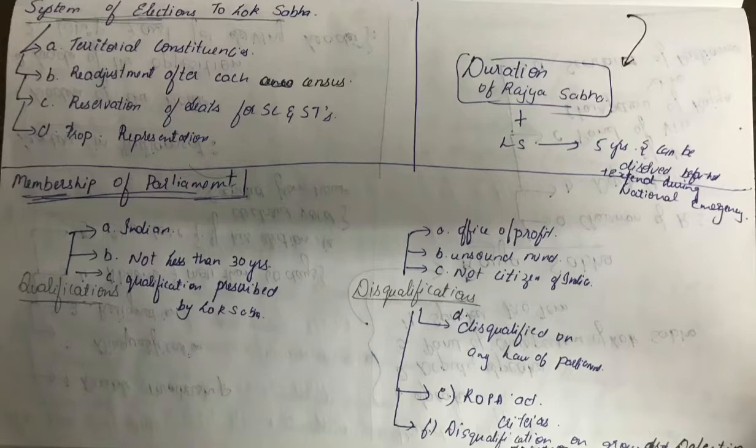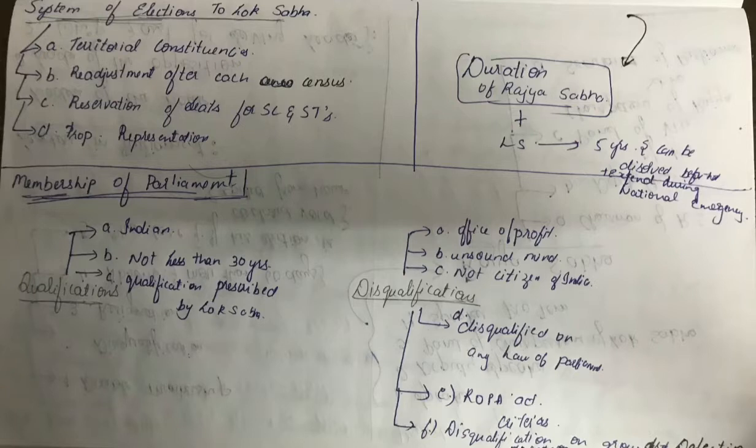Reservation of seats is also done for SC and ST, so there is proper representation, which is very important to note. And the duration of the Rajya Sabha and the Lok Sabha is 5 years, but it can be dissolved and sometimes it can even be extended, for example during a national emergency. I think during Indira Gandhi's time, there was a continuation beyond the 5 years, a regime that needs to be analyzed from different perspectives.